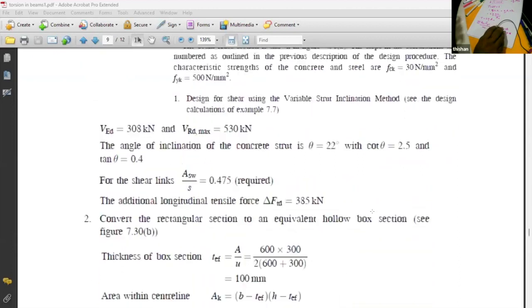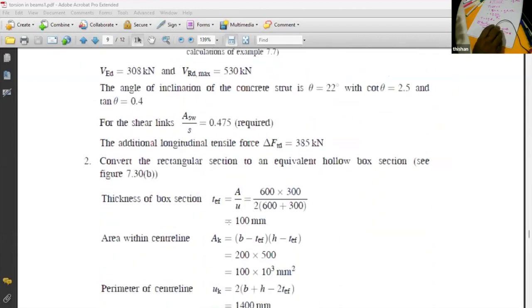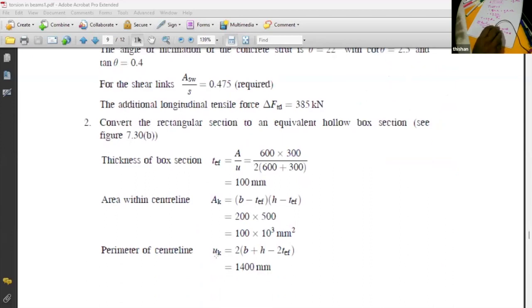The wall width is 100, t effective is 100 millimeters. This is the example we did last time. The area underneath is this. And what is Uk? Uk is the perimeter of the central line. So that is 2b1 plus 2a1, or otherwise, b plus h minus 2t effective, multiplied by 2.